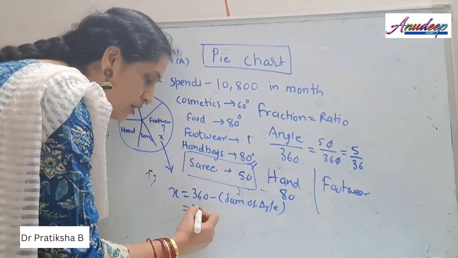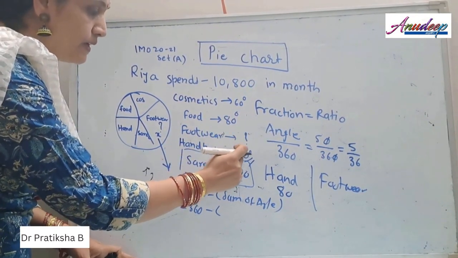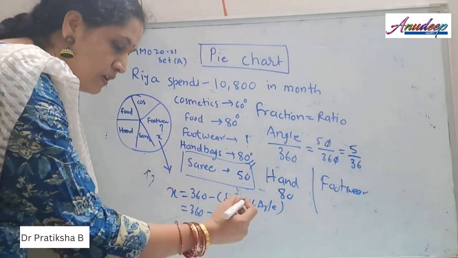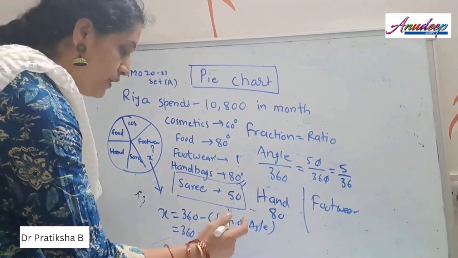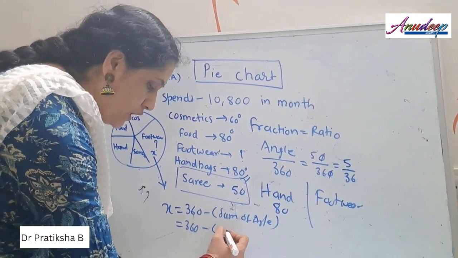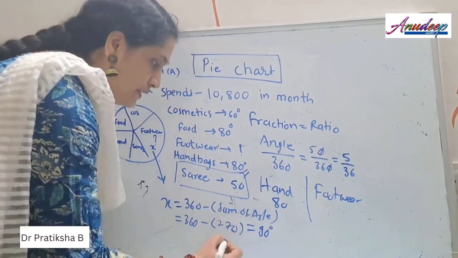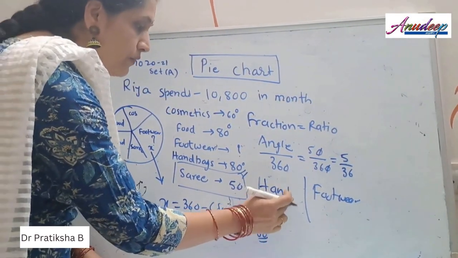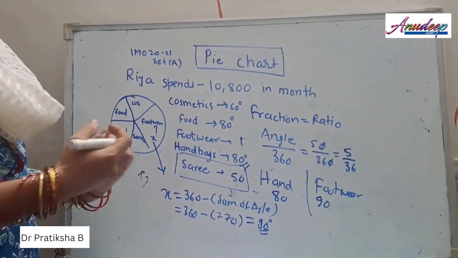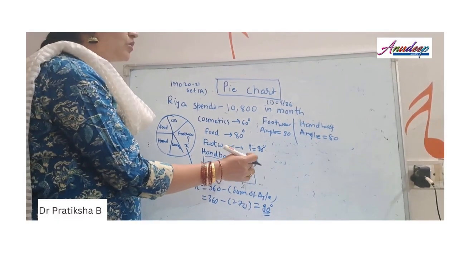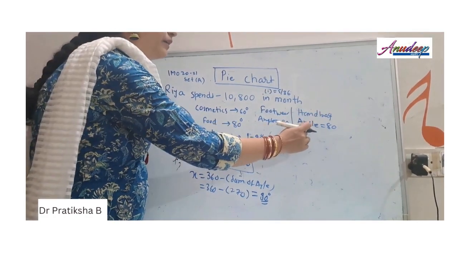If you work it out, it is 360 minus the sum of the remaining 60 plus 80 plus 80 plus 50. The sum of 60, 80, 80, 50 comes out to be 270. And when you perform the subtraction, the angle is 90. So once you know the angles for footwear and handbag, we can find out how much she is spending. The angle for footwear is 90 degrees, which we have just calculated, and for handbags it is given to be 80.